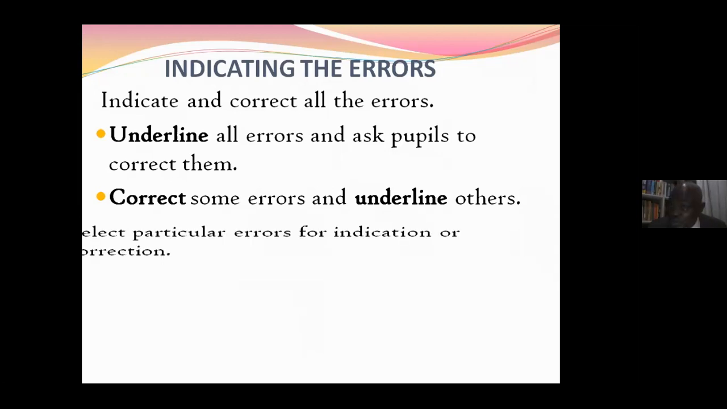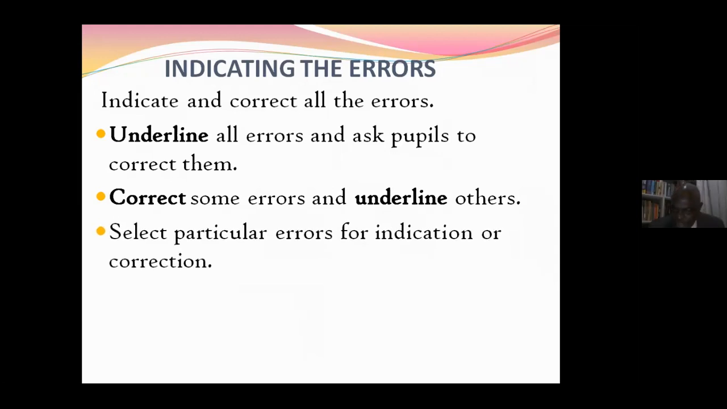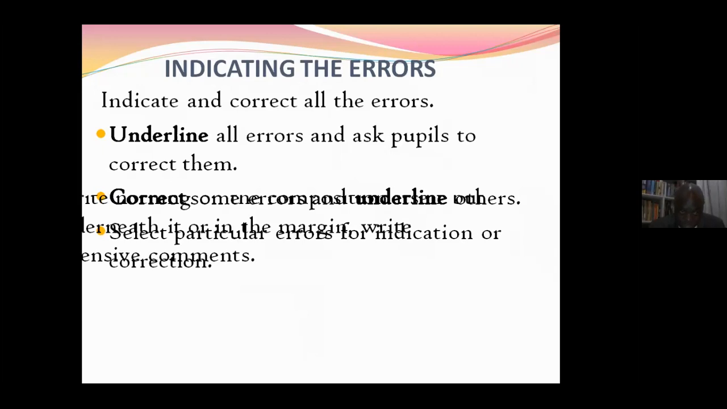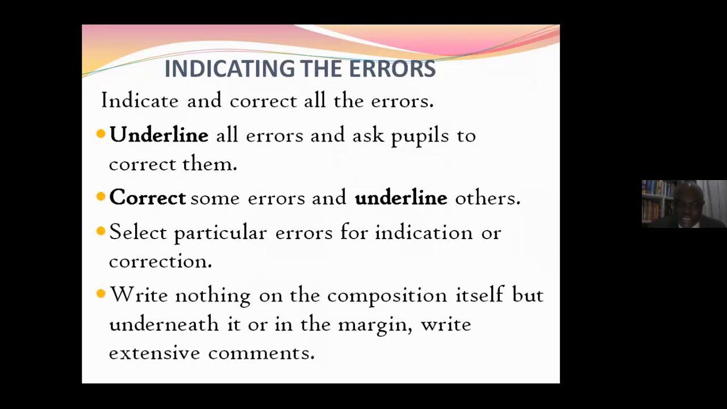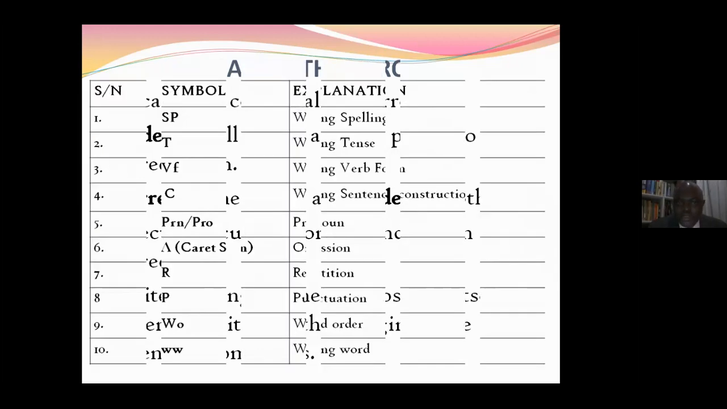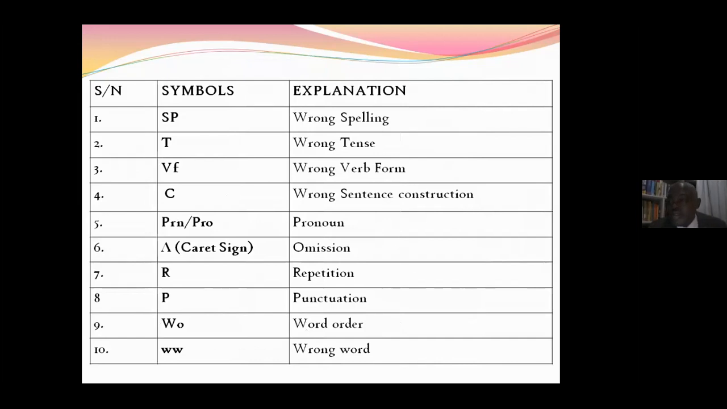In the exercise books, select particular errors for indication or correction. Write nothing on the composition itself, but underneath it or in the margin, write extensive comments. Because the aim is for you to teach, the aim is for you to assess that the learners have understood what you taught. These are some of the symbols. You can create your own as long as the learners understand them.